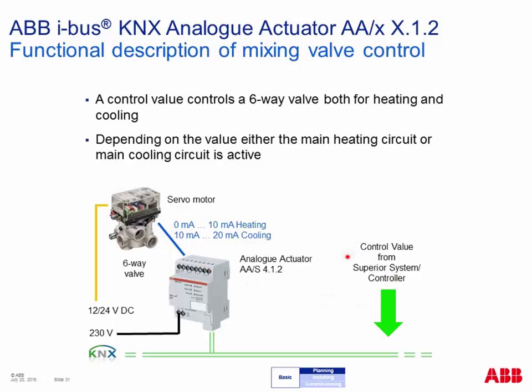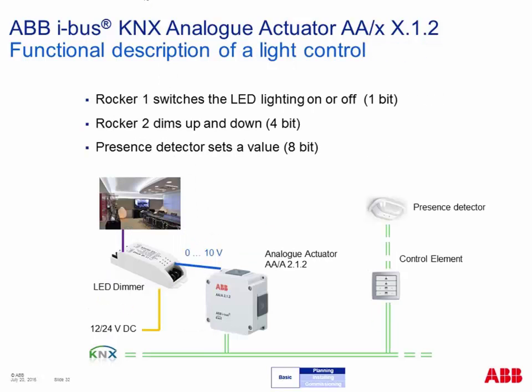Then we have in our system a superior system or a kind of controller, which sends the control value to the analog actuator. It converts it into our analog signal. The signal between 0 and 10 milliamps is used, for example, to open the valve for heating. And when we have a control value between 10 and 20 milliamps, we use it to control the valve for cooling. So this is also a new feature we can realize with the new analog actuators.